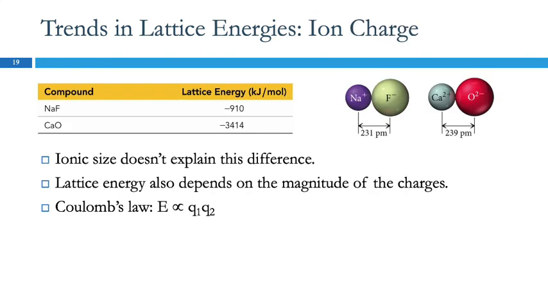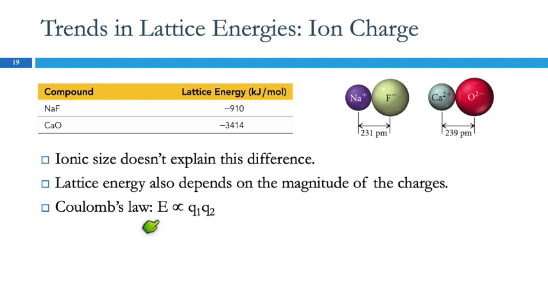Ion charge has an even bigger effect. Here, looking at sodium fluoride and calcium oxide, we've got minus 910 kilojoules per mole versus minus 3,414. The sizes here are very similar. The distance between the nuclei, 231, 239, is almost the same. But the difference is, here we have +1 and -1 charges. Here we have +2 and -2. So this is like the stronger magnet. It's going to hold on better than the weaker magnet.